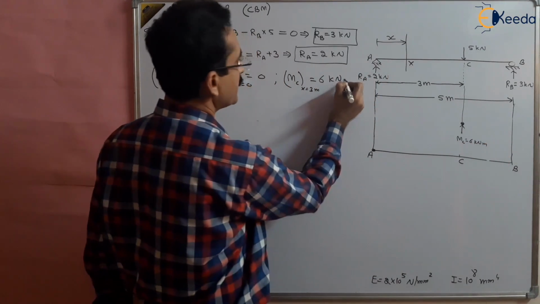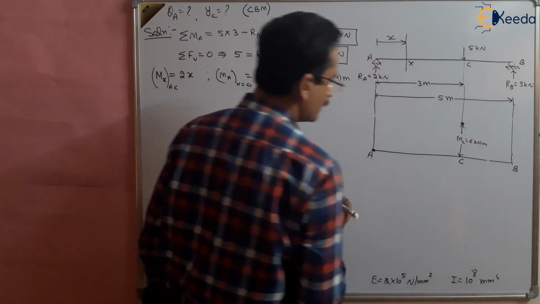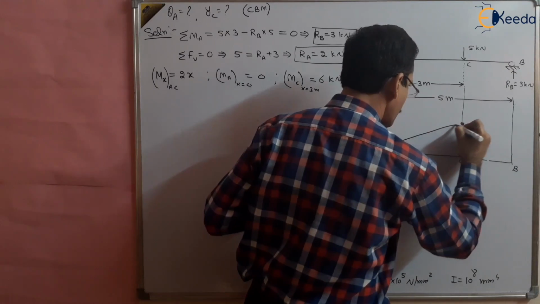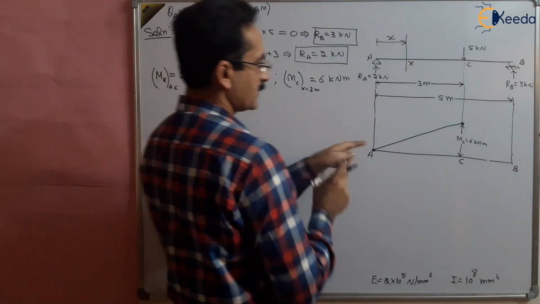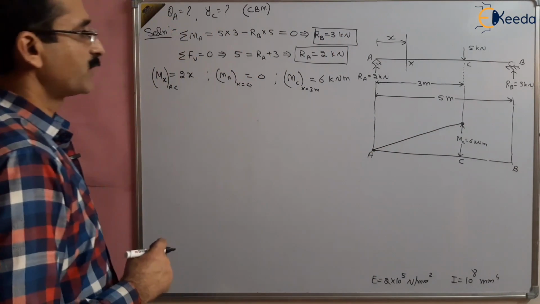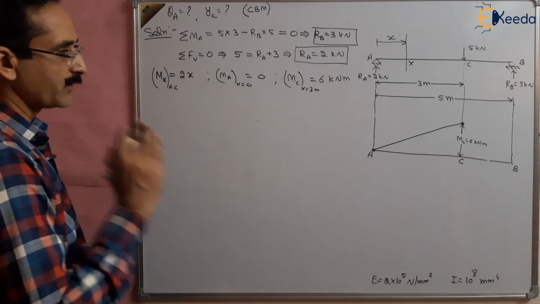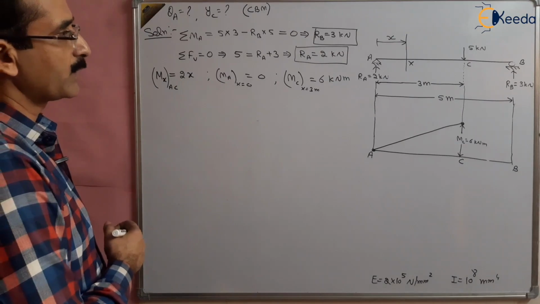This is kilonewton meter, like this, from 0 to 6. This is the bending moment, and a linear variation is there, variable with respect to x. So this is one part of this question, where we have drawn one part of the bending moment diagram. Now the rest of the bending moment diagram should be drawn.